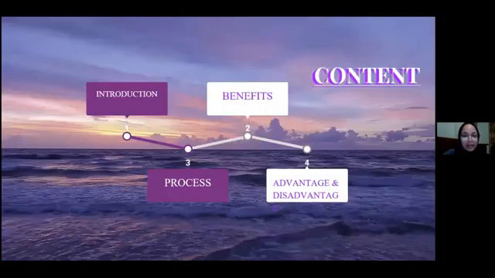This is the content that we will present for today. The first one is introduction, the second one is benefit, the third one is process, and the last one is advantage and disadvantage.